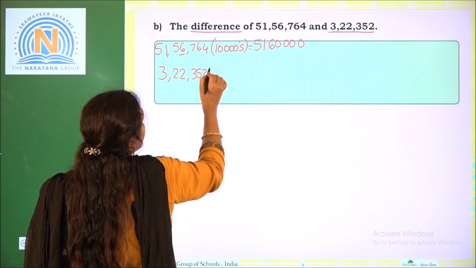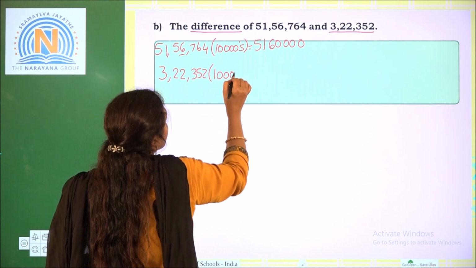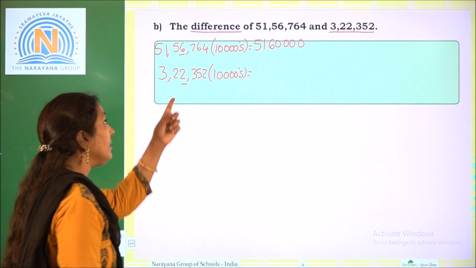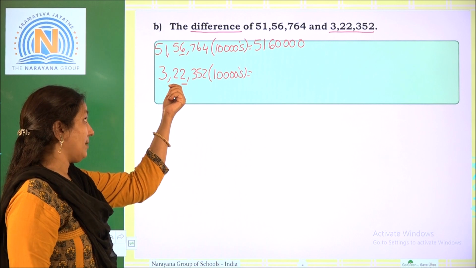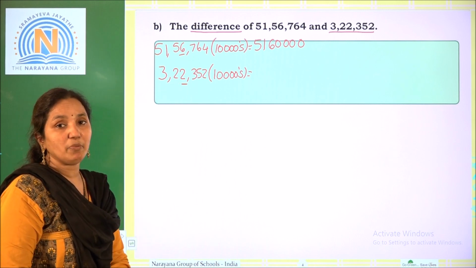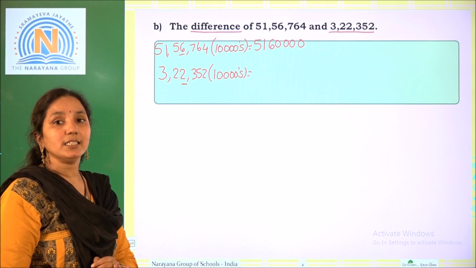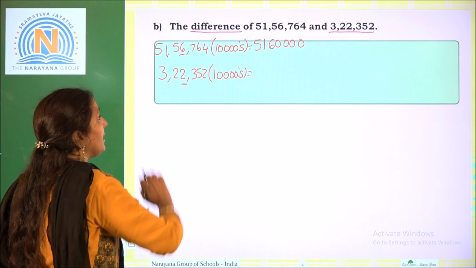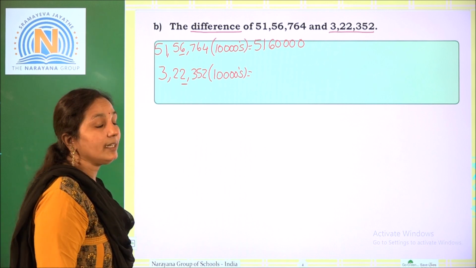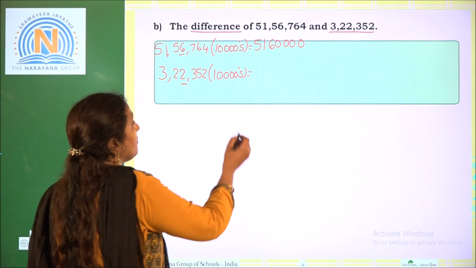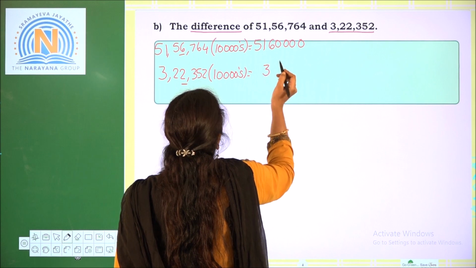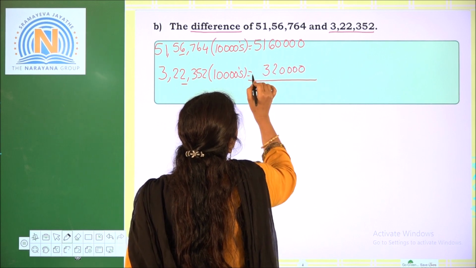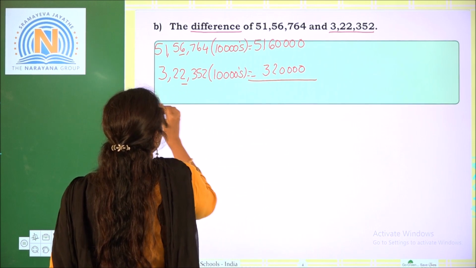3,22,352. To the nearest 10,000s means we have to check the thousands place number. What is that one? 2. 2 means below 5. Below 5 means we take the lower 10,000s. This number is in between 3,20,000 and 3,30,000. So we will take 3,20,000. We have to find the difference.